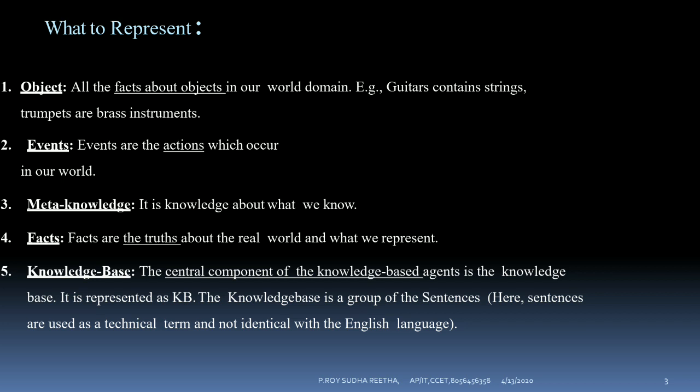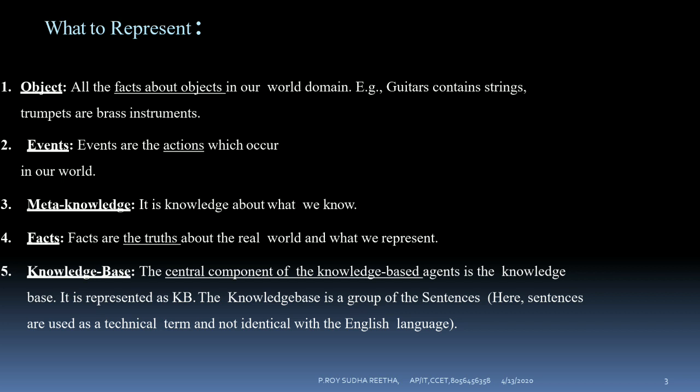The first one is object, and as we all know, an object is nothing but a fact about the objects. If we say human, we explain the object through its attributes like legs, hands, eyes, nose, and all the parts of the human body. Similarly, events are nothing but the actions which occur in our world, the actions which the objects can perform. For example, reading, writing, sleeping. These are some of the actions performed using the objects, and all such actions are referred to as events.